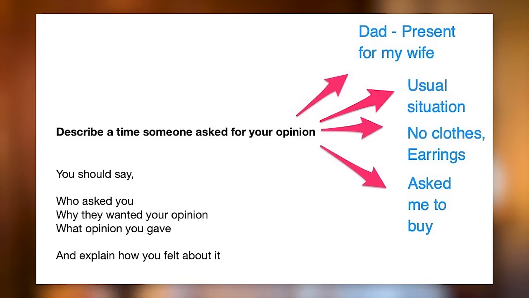Okay, so let's take a look at this particular question. This is what I prepared. Someone asked for your opinion. I was going to talk about my dad. He was asking about a present for my wife. It's a very common situation, right? And I said, no clothes, earrings are good. And he asked me to buy the present. So I've already decided the things I want to talk about, right? Notice I'm not following the bullet points. It's prepared, but there's lots of room to flow.